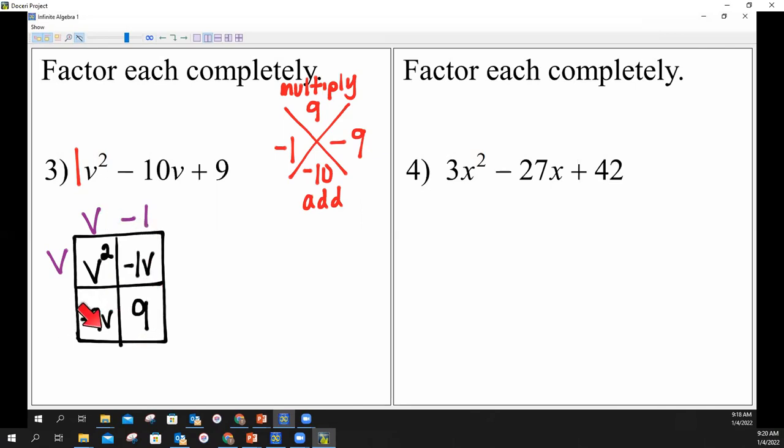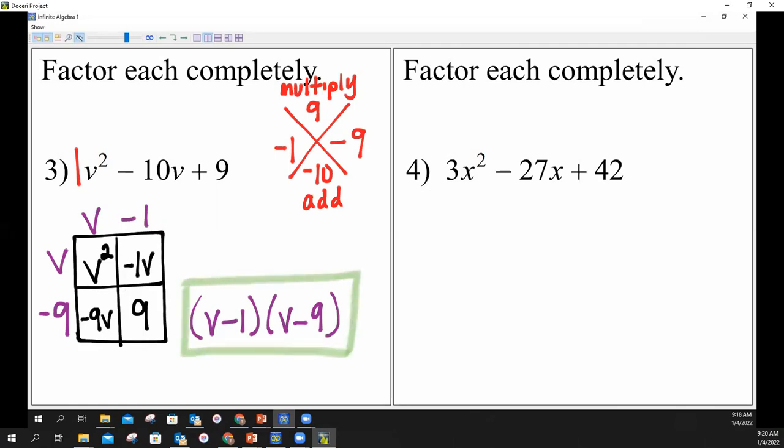And for my bottom row, both of these are 9. So we can divide these both by 9. And we're actually going to take out a -9 because the sign always matches the number it touches. So it's going to factor down to b minus 1 times b minus 9. And that would be your final answer for question number 3.